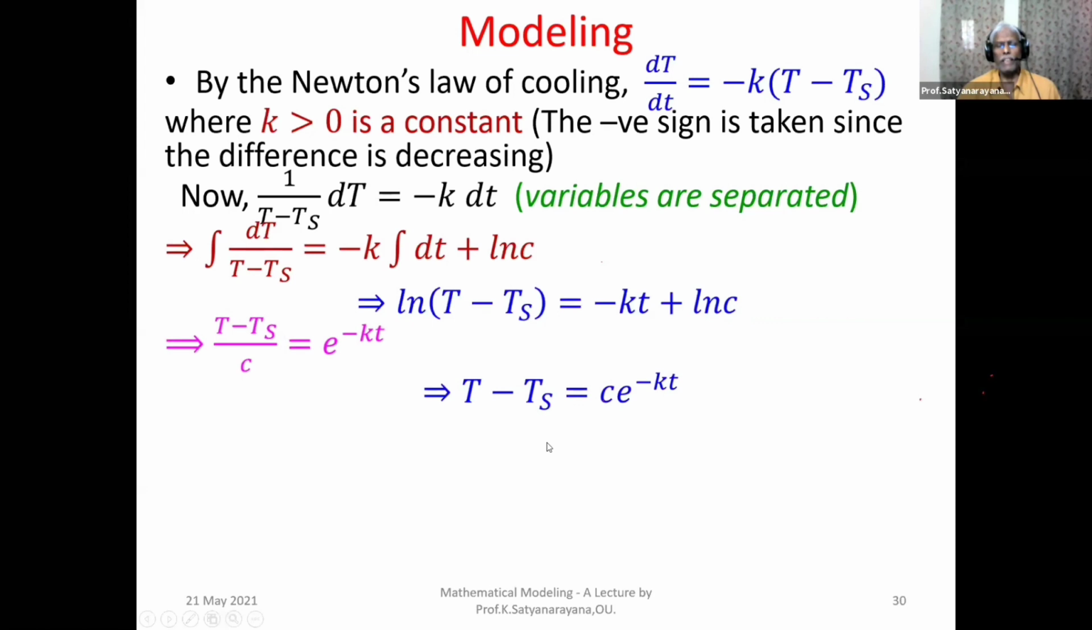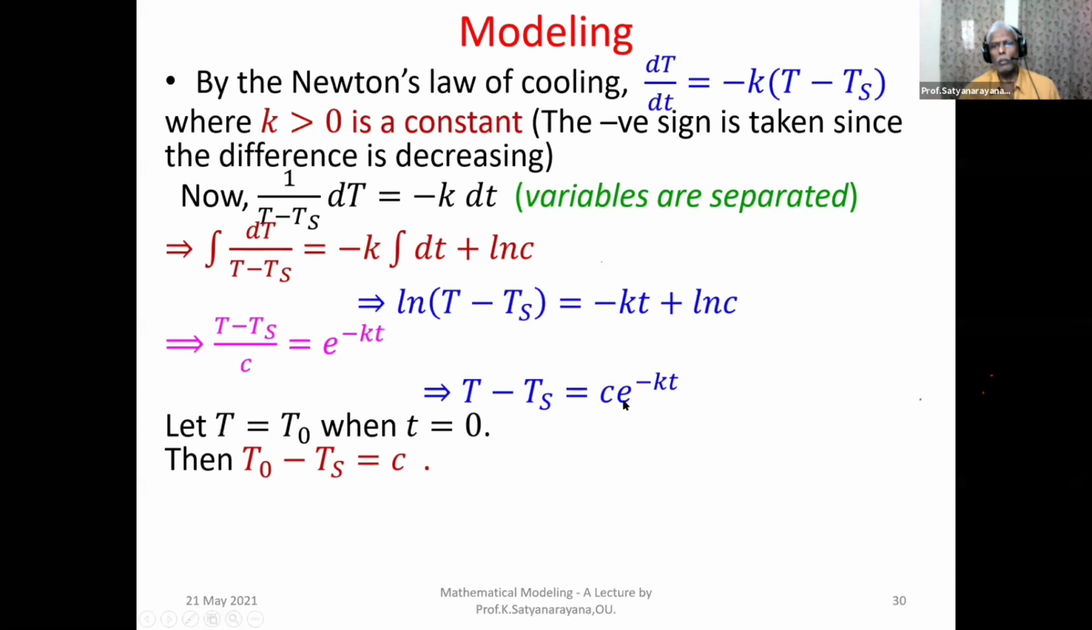Let T is equal to T naught when t is equal to 0. This is the initial condition. When time t is equal to 0, the initial temperature is T naught. So substitute T naught minus Ts is equal to c into e to the power of minus k times 0. e to the power of 0 is 1. Thus, you get the value of c, which is T naught minus Ts. Substituting, T minus Ts is equal to T naught minus Ts into e to the power of minus kt.